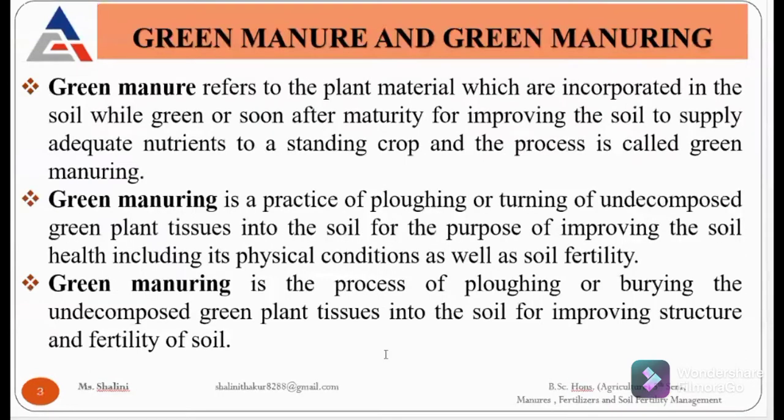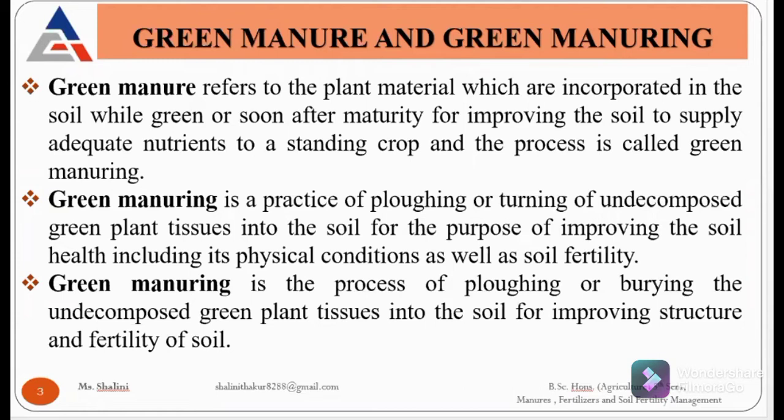So first of all, I want to tell you what green manure and green manuring are. Green manure crops refers to the plants which are incorporated in the soil, either while they are green or at maturity, so that they supply adequate nutrients, especially nitrogen, to our standing crop or main crop. The process used in it is known as green manuring.